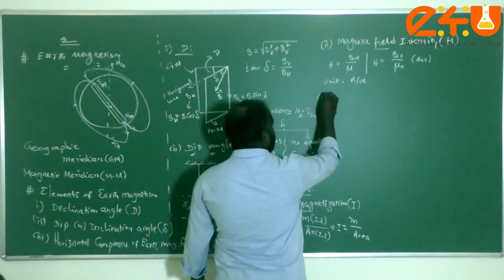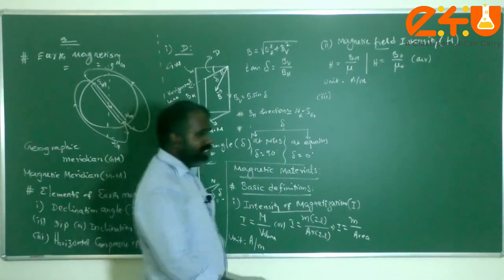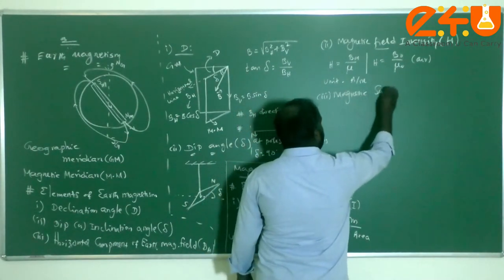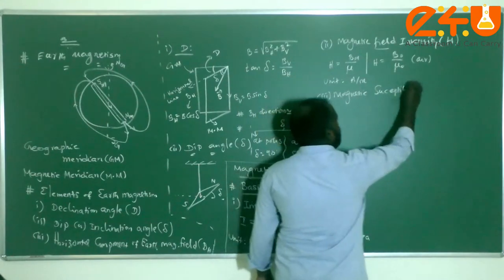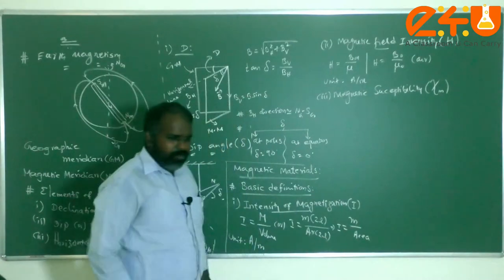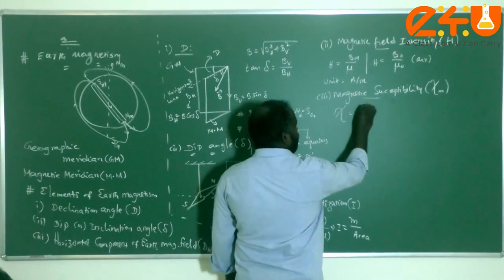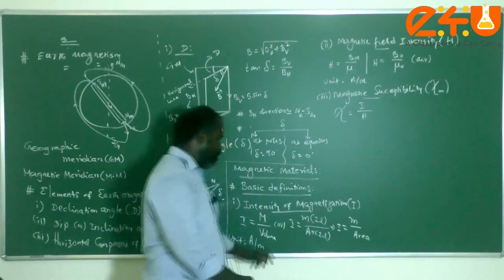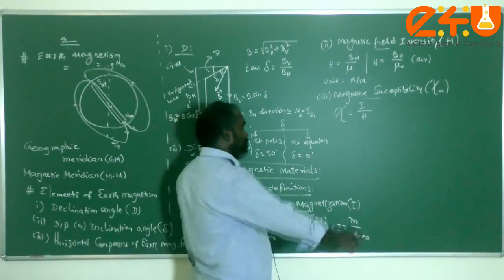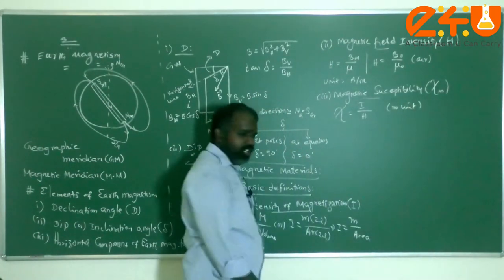The third parameter we are going to discuss is the magnetic susceptibility, chi m. Chi is defined as I by H, the ratio of intensity of magnetization to the magnetic field intensity. Since they have the same unit, it has no unit. It has what, children? No unit.